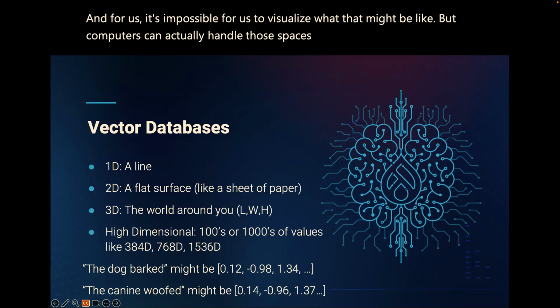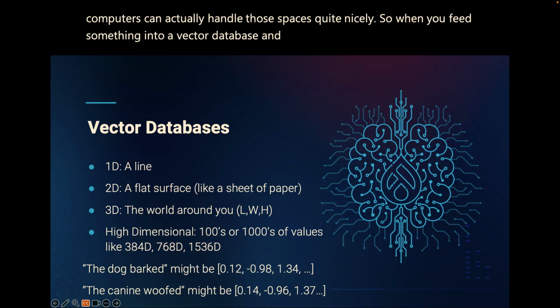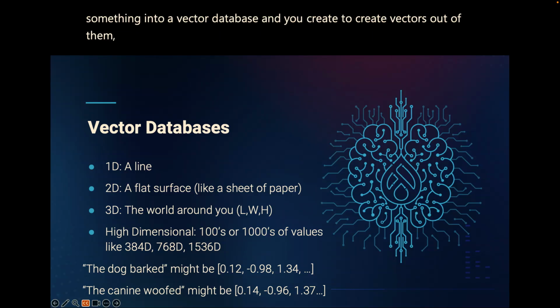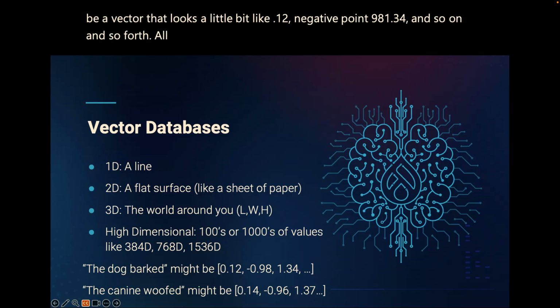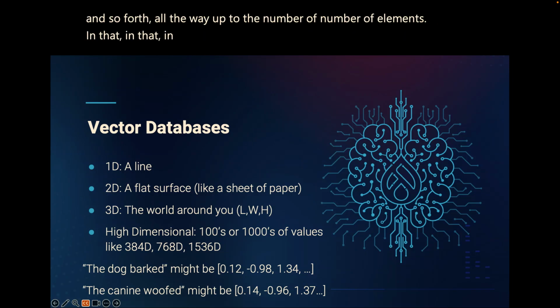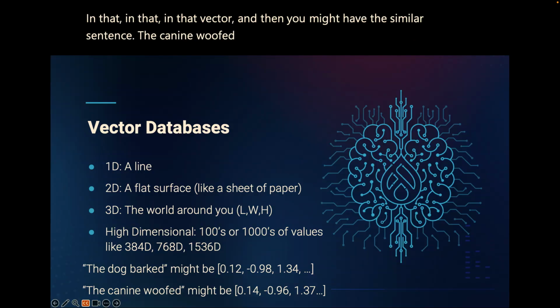When you feed something into a vector database and create vectors out of it, you might have a sentence, for example, the dog barked, and it may be a vector that looks a little bit like 0.12, negative 0.98, 1.34, and so on, all the way up to the number of elements in that vector. Then you might have a similar sentence, the canine woofed, and it's going to be very, very close in terms of the values in that vector.